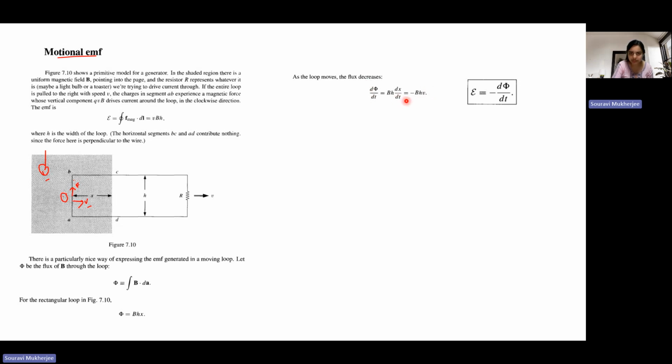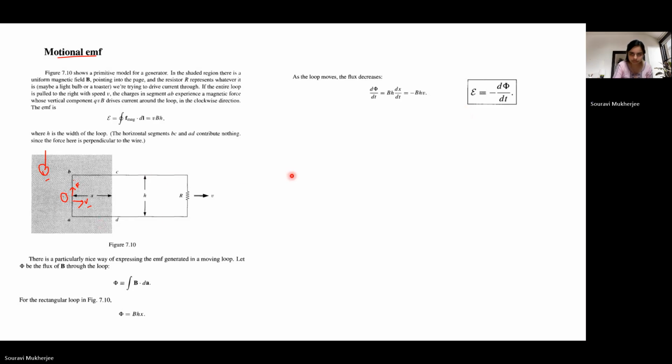Now if you compare the rate of change of flux with the definition of EMF that we initially discussed, we see that they're related, right? It's nothing but this. Minus d phi by dt, which is the rate of change of flux, is actually the EMF that gets generated in this closed loop.